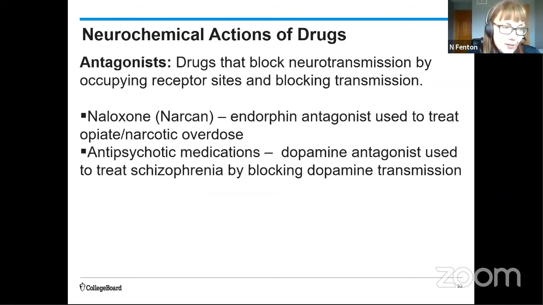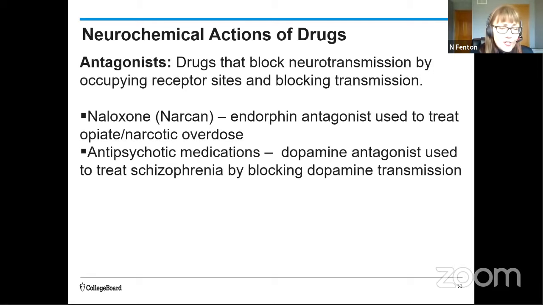Antagonist drugs block neurotransmission. And you don't see this as much with drugs of abuse. The best example for AP Psychology is an antipsychotic medication. So these individuals who have schizophrenia, they have too much dopamine, and so this is going to reduce that transmission.